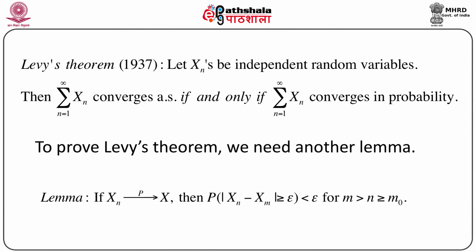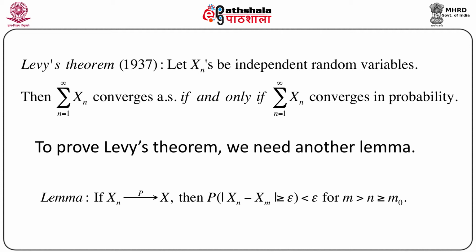Now let us state Levy's theorem. This was actually established way back in 1937. Suppose Xn's are independent random variables. The theorem is very simple. It relates almost sure convergence and convergence in probability. So if Xn is a sequence of independent random variables, then the summation of Xn, n equals 1 to infinity, converges almost surely if and only if the summation of Xn converges in probability. This is a very simple statement but extremely important again.